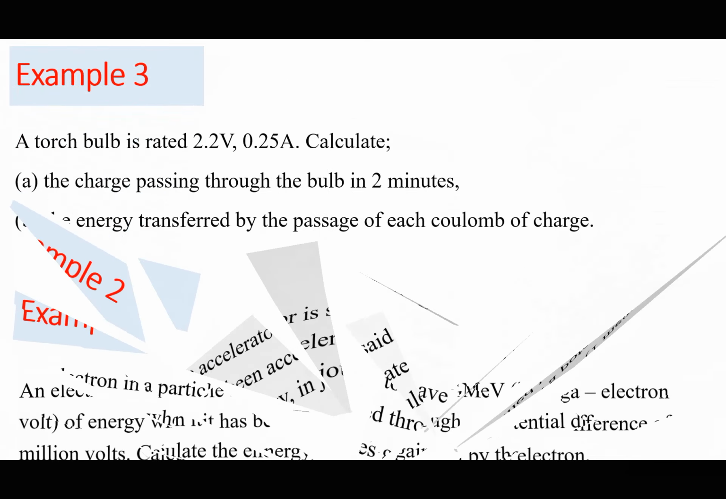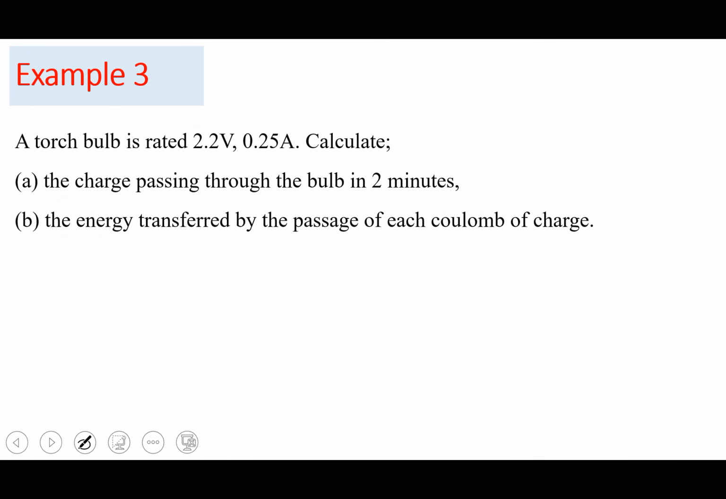One more example, maybe a torch bulb is rated 2.2 volts, 0.25 amperes. Calculate the charge passing through the bulb in 2 minutes. Of course, here this is very simple. Charge is equal to IT. We have the current times the time, which should be 2 times 60. Change it to seconds.